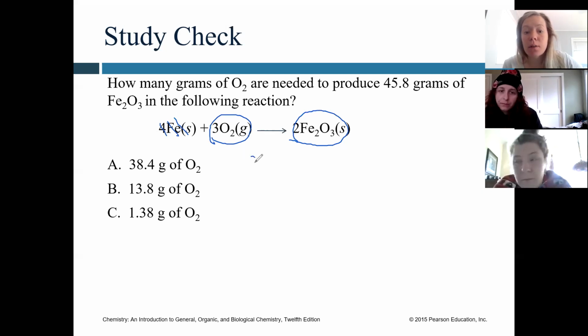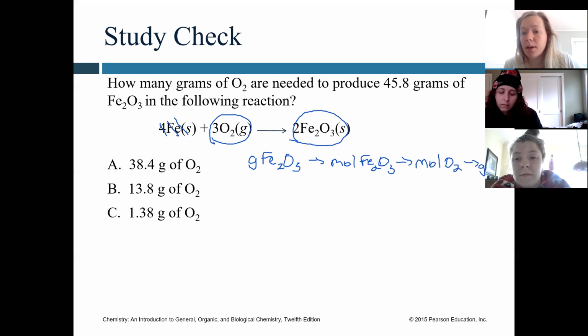So we're going to start with grams of our Fe2O3. We're going to flow that into moles of Fe2O3. Then we're going to move that into moles of oxygen. And then we're going to put that back into grams of oxygen.